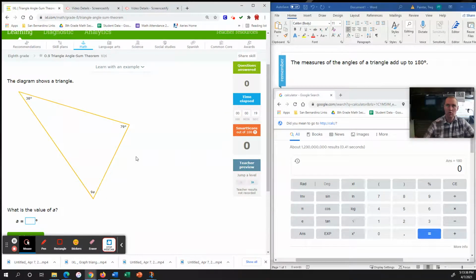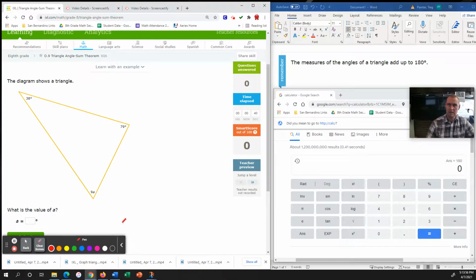Today we're working on O.9, triangle angle sum theorem. Very similar to the last one we just did. However, this one is actually mapped out for you. All right, the diagram shows the triangle and we're looking for the missing angle. Notice the missing angle is given to you as 9A.